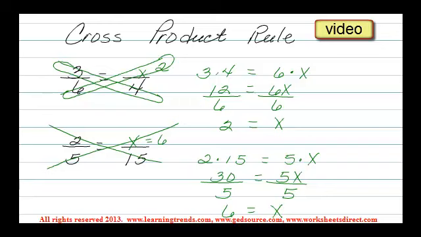Again, we can double check it, and we can see that our 2 times 15 is 30, and 6 times 5 is 30. 30 equals 30, and so those two fractions are in fact equal.